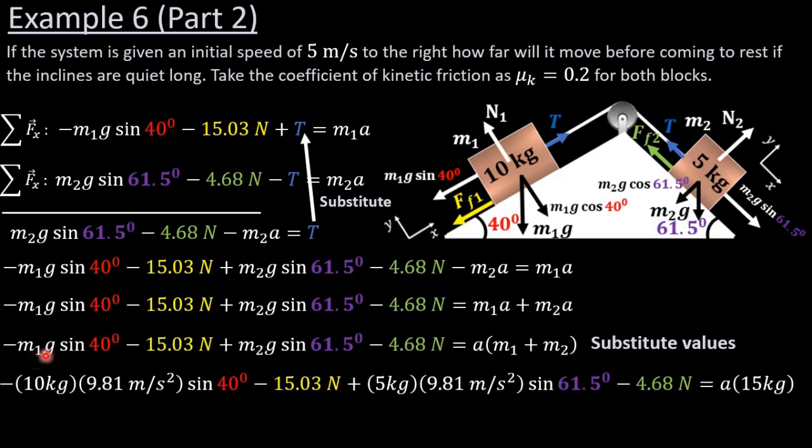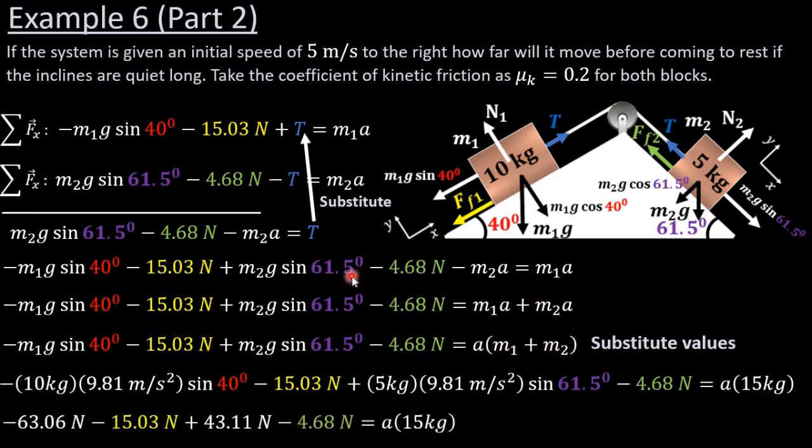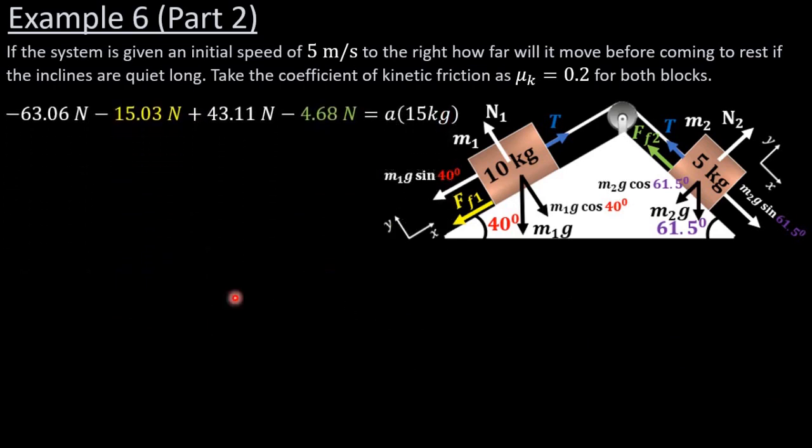So I knew mass 1, I knew g, I knew mass 2 and g, and I knew m1 plus m2 is going to give me 15 kilograms. Okay, simplify all that down. And then once this is simplified down to minus 39.66 newtons, divide both sides by 15 kilograms to get a, and a is going to be minus 2.64 meters per second squared, and the minus is telling us that the system is slowing down.